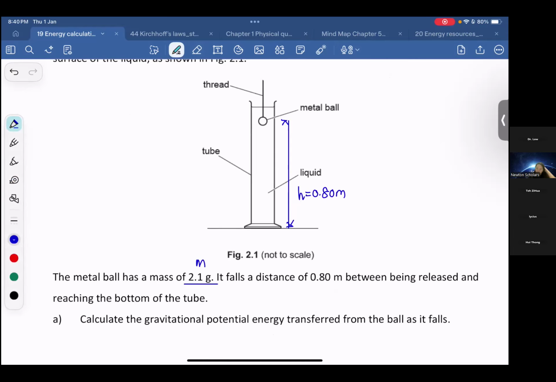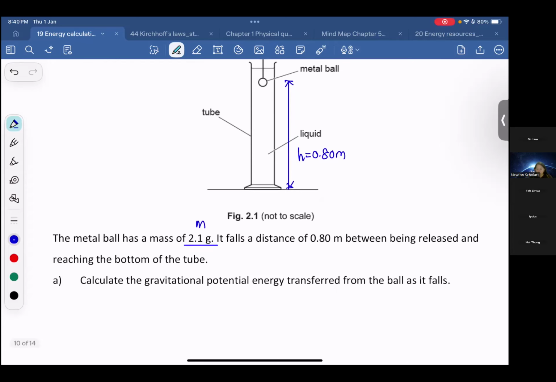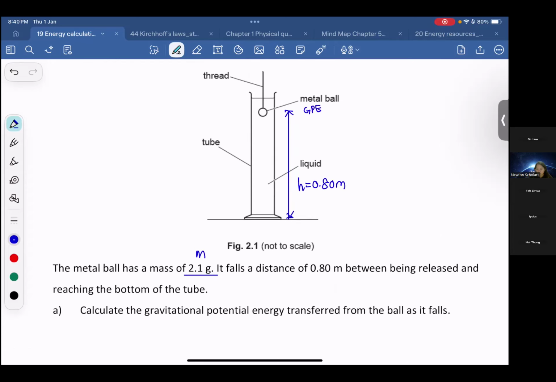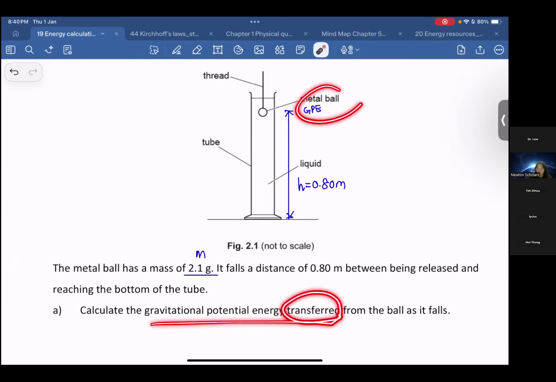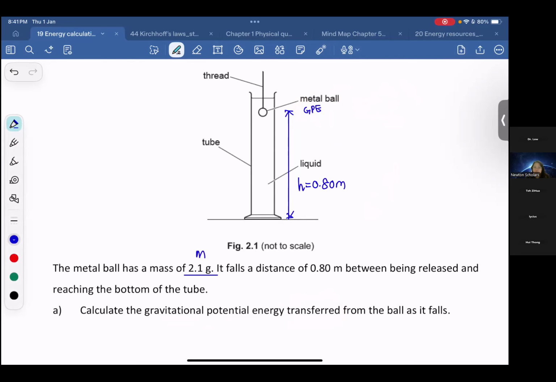Can you calculate the gravitational potential energy transferred from the ball as it falls? So starting here, the ball has GPE. Then this GPE will convert to other forms of energy. So they're asking you for the GPE transferred. How much GPE is transferred to other forms? Okay, do your calculation. Also very straightforward. You just need to understand the question, what formula you are going to use, and use the correct values.